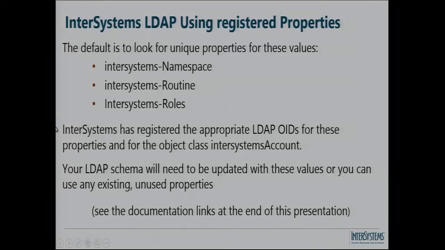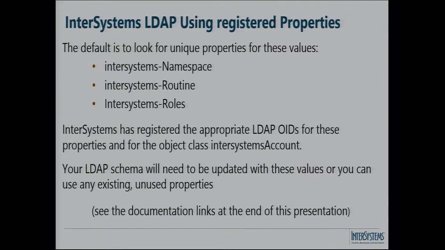Sorry about that, folks. I don't know what happened there. Plug came loose. You define the namespace, InterSystems-namespace, InterSystems-routine. These are properties that you would add to your schema within LDAP. And we've actually already registered those OIDs. An OID is an object ID. It's a big, long, nasty-looking number that you have to register your properties with. And we've already done that.